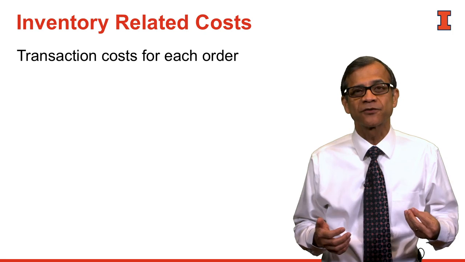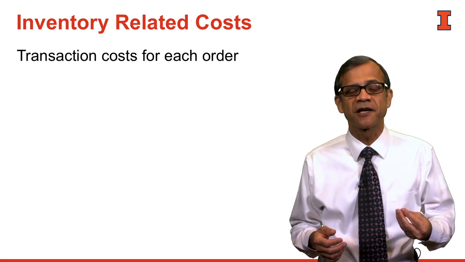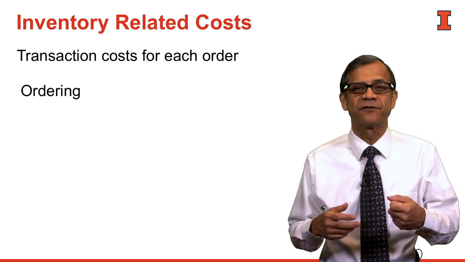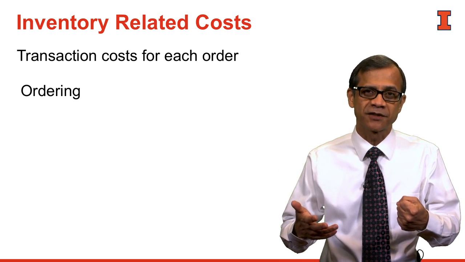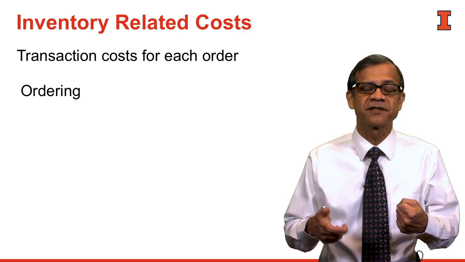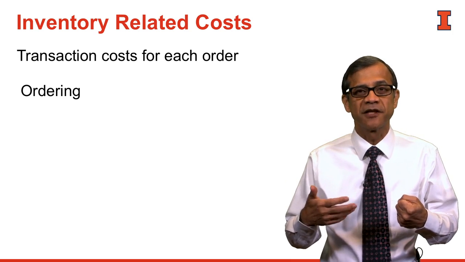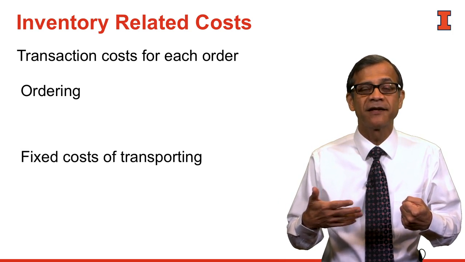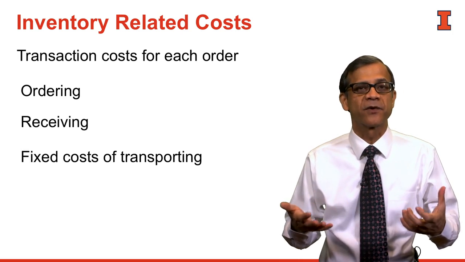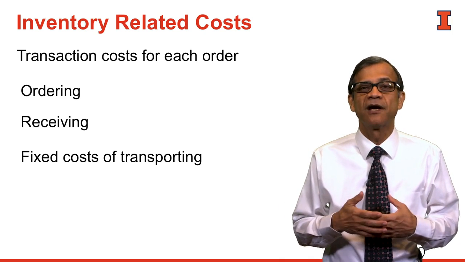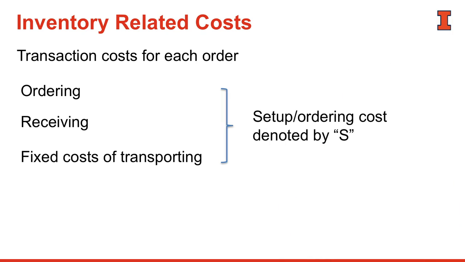The transaction cost for each order, or each time we decide to set up, might include a cost of ordering, which might be the cost of the person doing the ordering or the cost that we charge for every transaction in our computer system. Once that order is placed and shipped to us, there might be costs of transporting it back to us. And then there's the cost of receiving the goods in our warehouse. So ordering costs, receiving costs, and fixed transportation costs are all part of the setup cost, or ordering cost. And we usually denote that by the capital letter S.